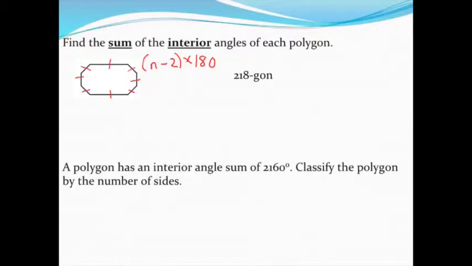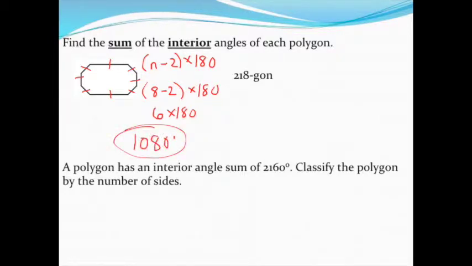So to find out what those angles add up to inside of an octagon, I'm going to take 8 minus 2 and multiply that by 180. 8 minus 2 is of course 6. 6 times 180 gets me a total angle sum of 1080 degrees for that octagon. This formula works for any polygon, at least if it's convex.